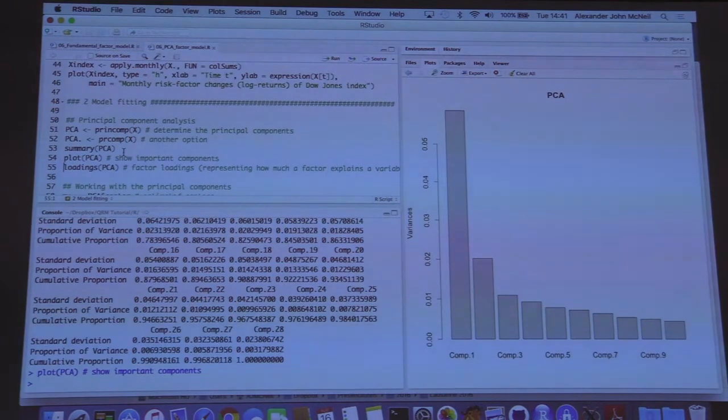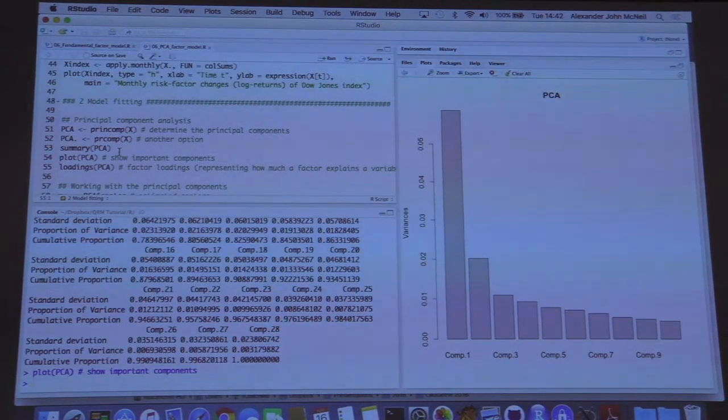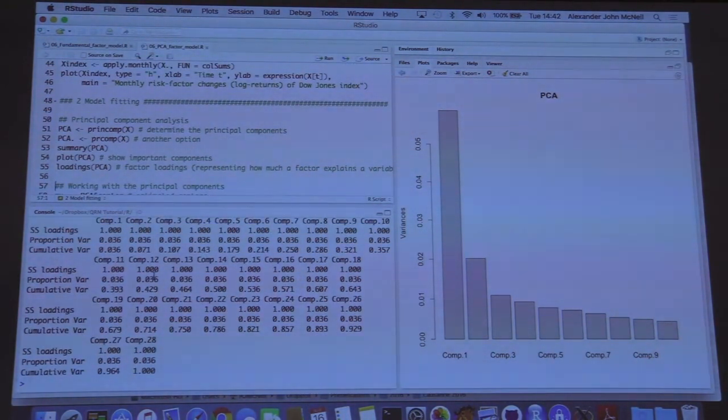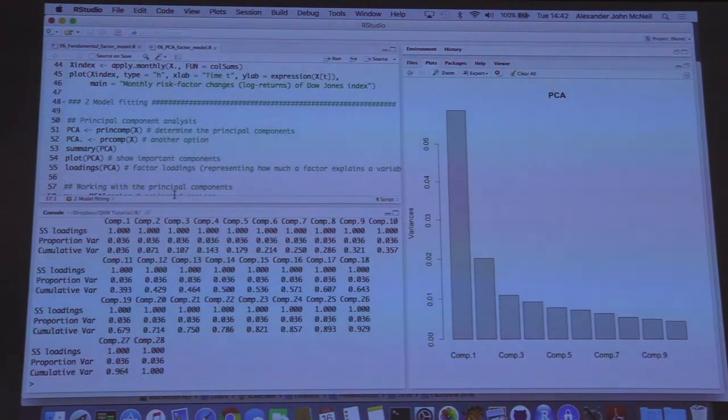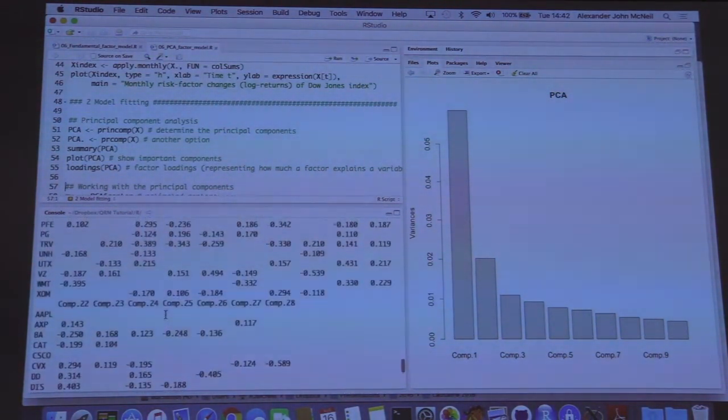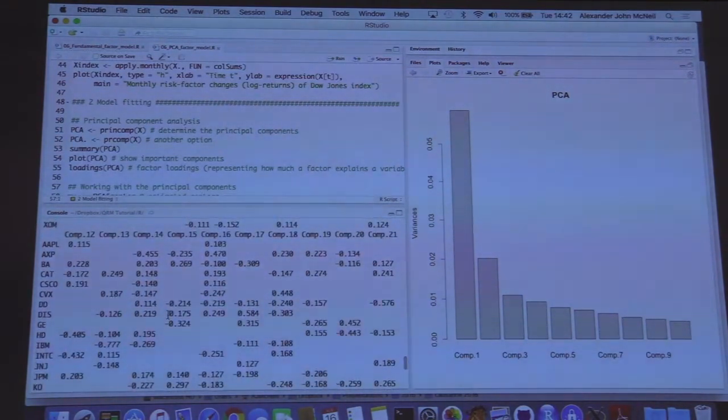And I have to decide where I'm going to stop. I'm going to reduce dimension from 28 to something a lot smaller, maybe 1. Maybe I just take the first principal component. Maybe 2, maybe 3. But I'm going to say that these principal components capture the most important features of the data. But what are they? So the principal components are a linear combination of your stocks.